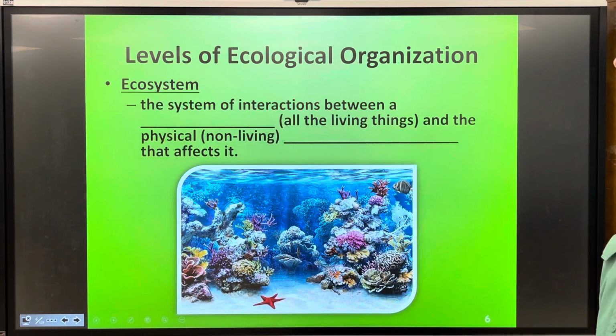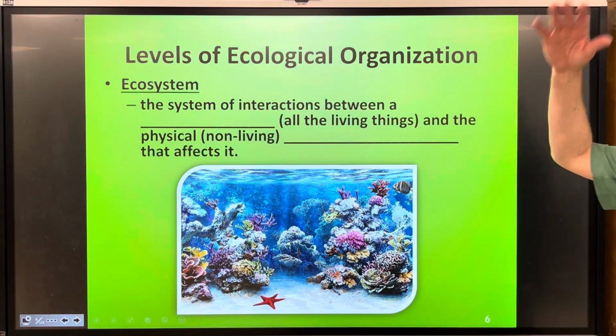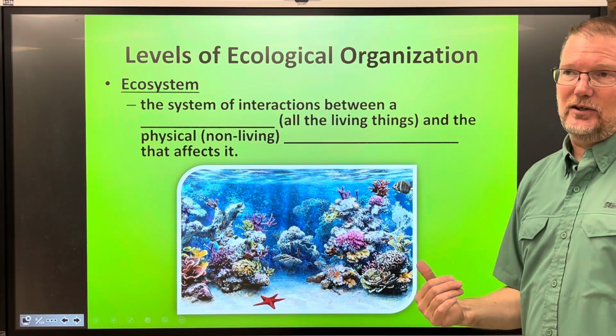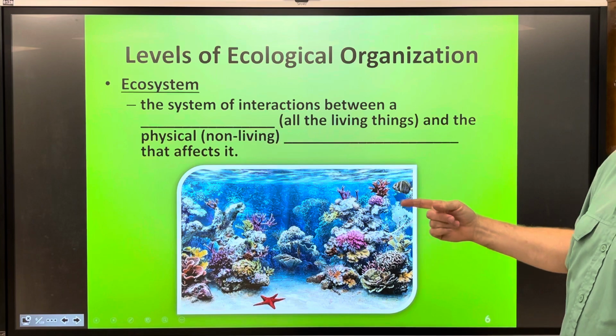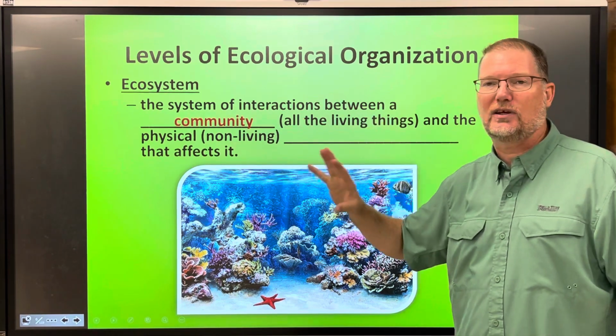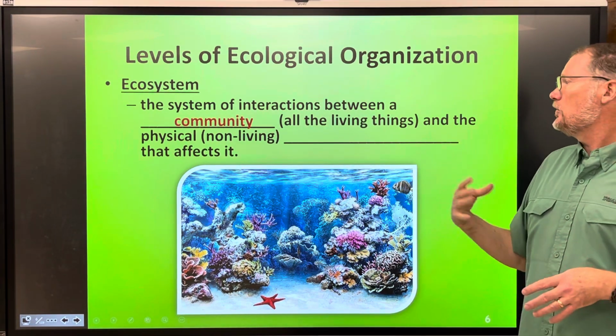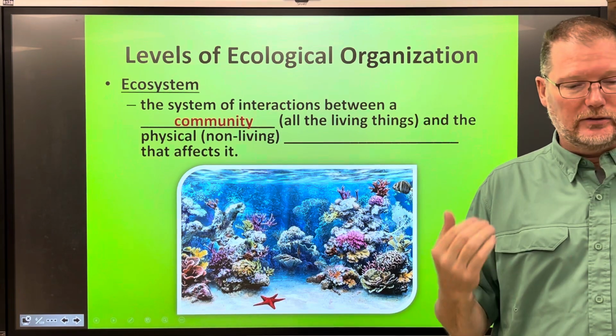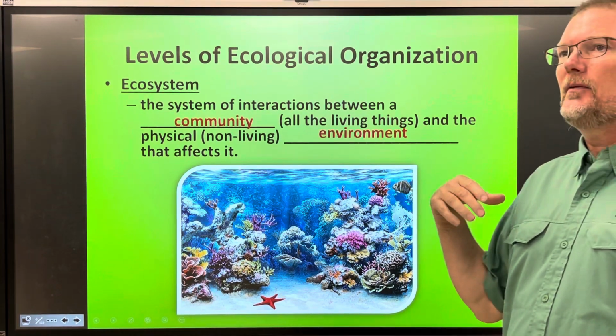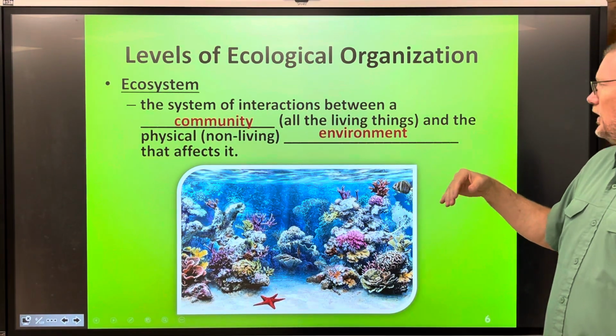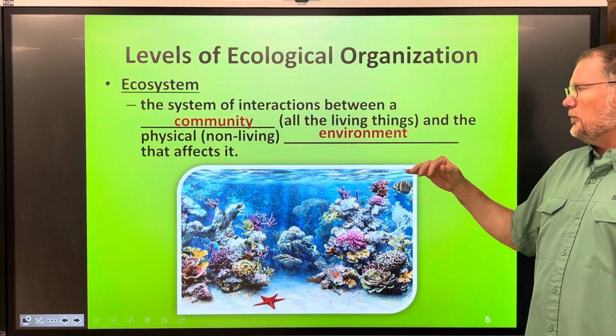in Boca Raton. So the next level up is an ecosystem. And this is the entire system of interactions in that community. So this is both the physical, non-living things and the living biotic things, okay, in the environment.